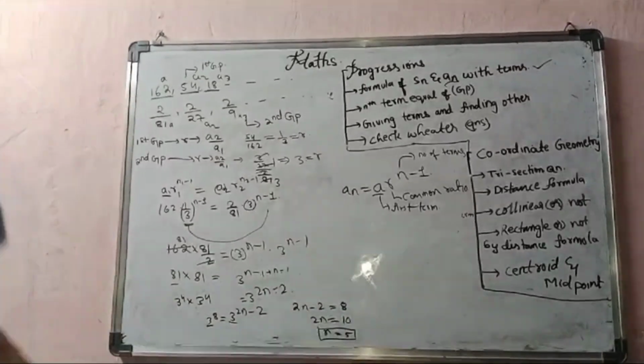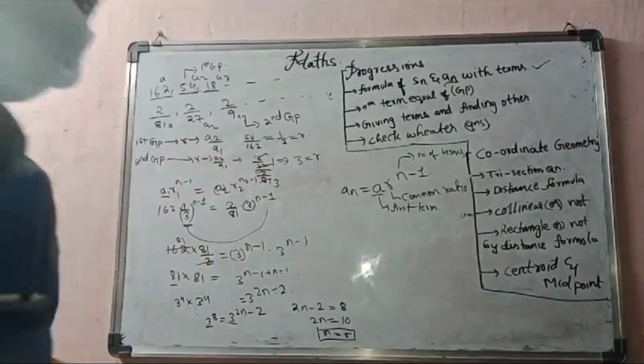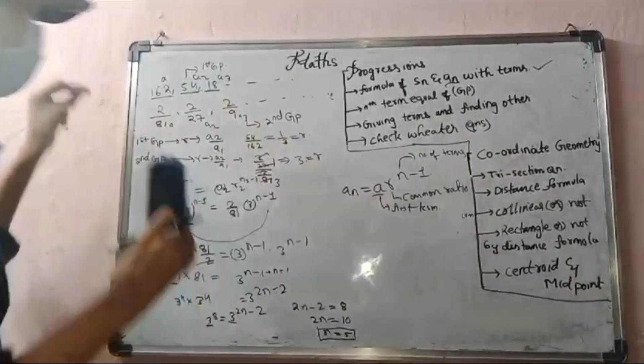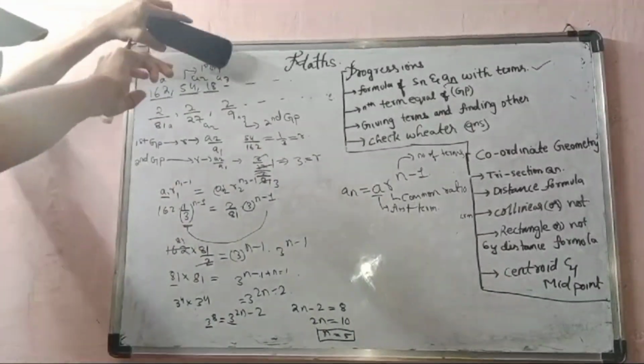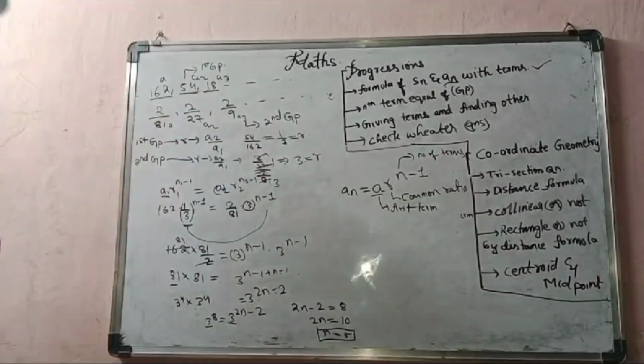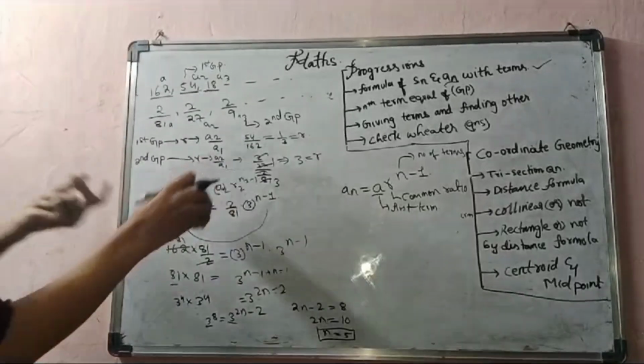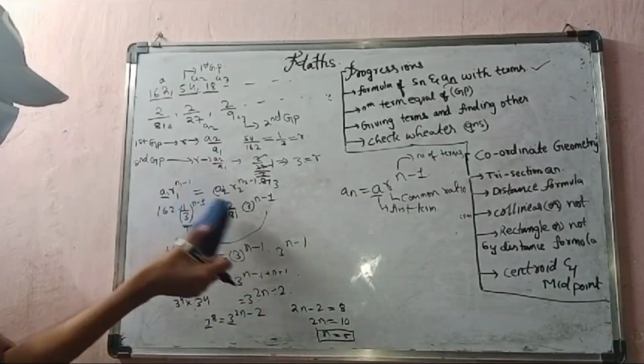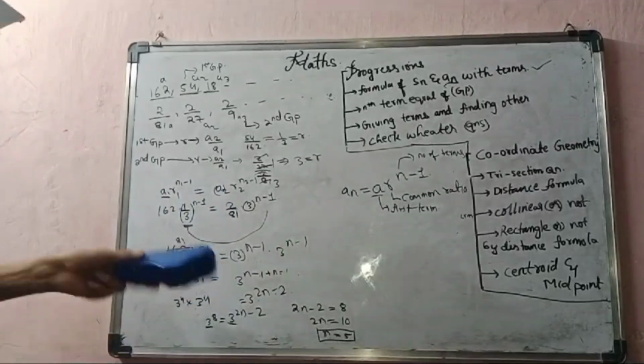Like this you should do. For this it takes so much time, see here, 7 minutes for this question. So you got this question's answer. Did you understand me? Now see here, 162, 54, 18 is the first GP, and the second GP. For both we have to find the common ratio. After that, both nth terms are equal, so we equate. Just do the calculation and we get the answer.